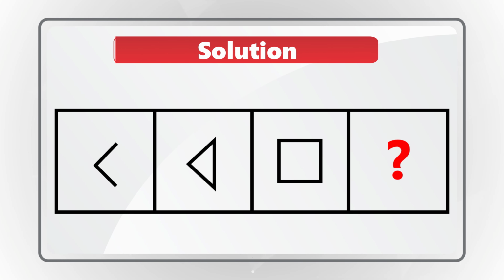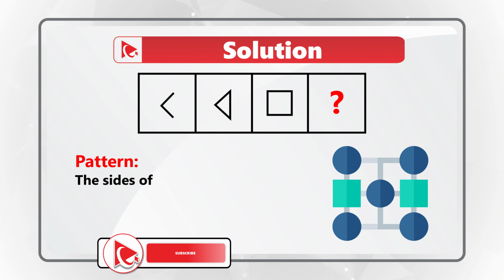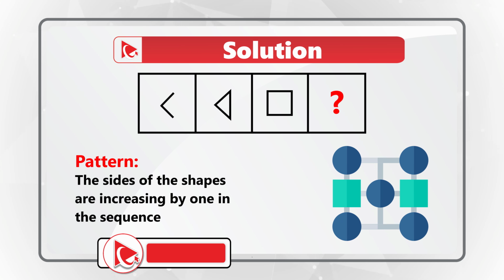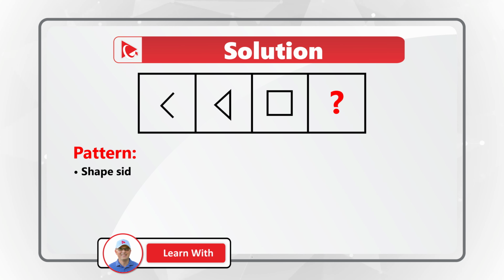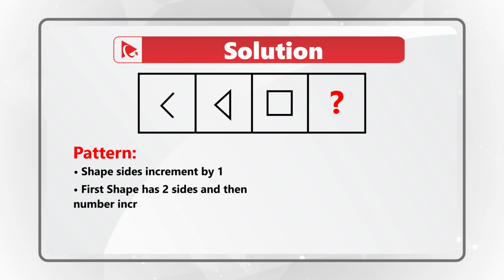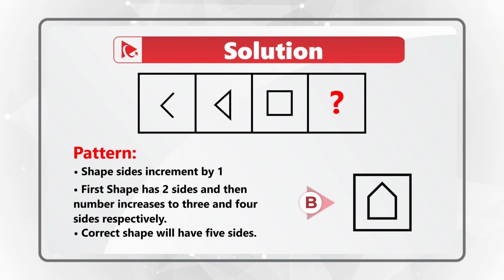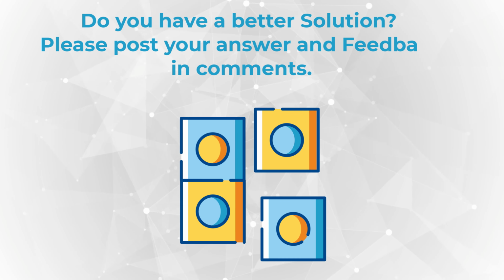You're probably tired of hearing it on this channel, but the key to solve these types of challenges is to find the pattern. And the pattern here is that the sides of the shape are increasing by 1 in each sequence. So for example, if you look at the first shape, it has 2 sides, and the number continuously increases to 3 and 4 sides respectively, which means that the missing shape should have 5 sides. And only shape B has 5 sides. Hopefully you've nailed this question and now know how to answer similar problems on the test.